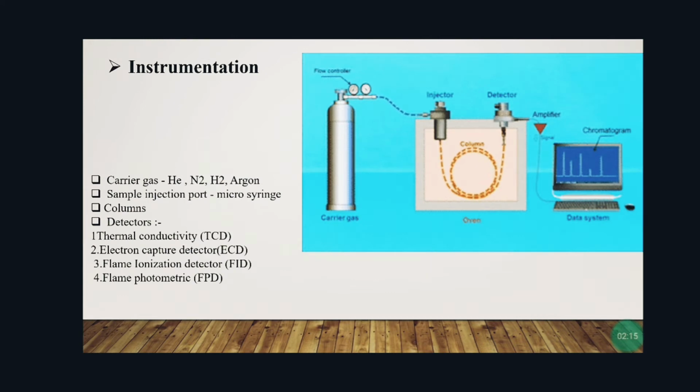So, here is the instrumentation part of gas chromatography, in which the primary component is always the carrier gas. Then the sample injection port, the third one is the column, and the fourth one is the detector. Detectors used are thermal conductivity detector, electron capture detector, flame ionization detector, and flame photometric detector. Now let us see the instrumentation part.